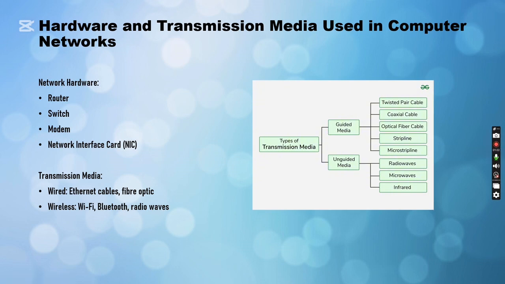Hardware and transmission media used in computer networks. Network hardware: router, switch, modem, or network interface card, NIC. The other one is transmission media. Wired: Ethernet cables, fiber optics. Wireless: Wi-Fi, Bluetooth, radio waves.